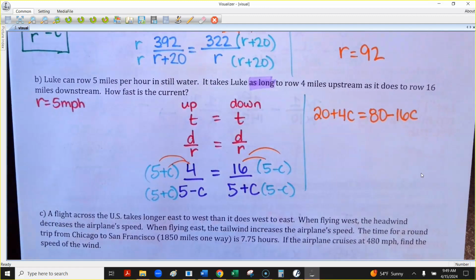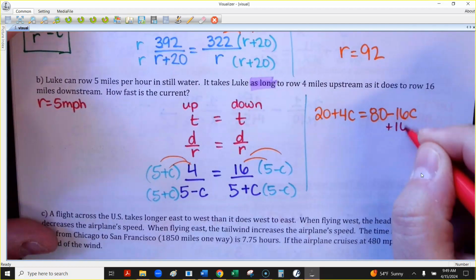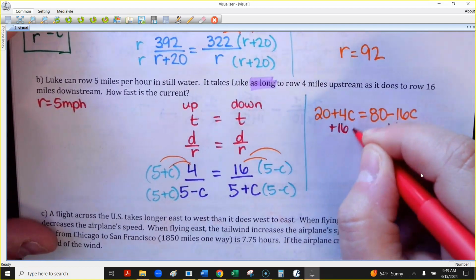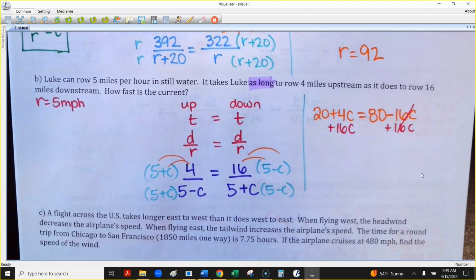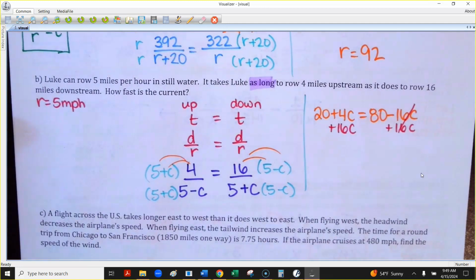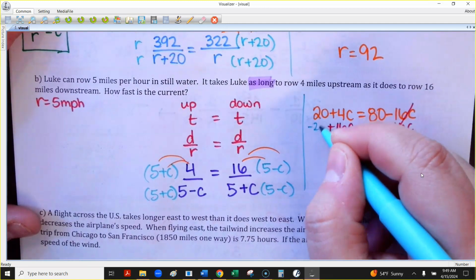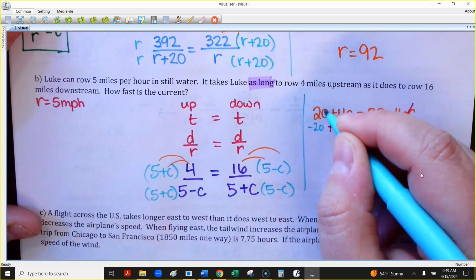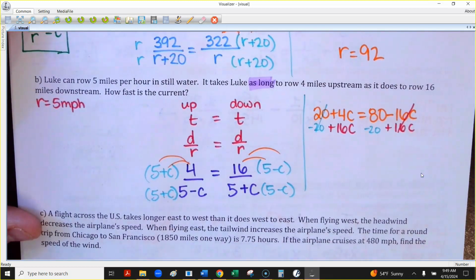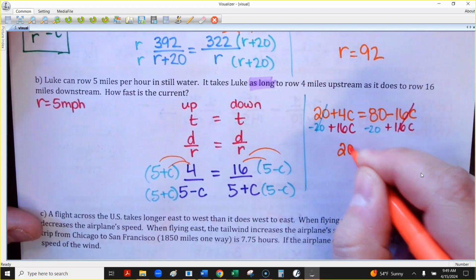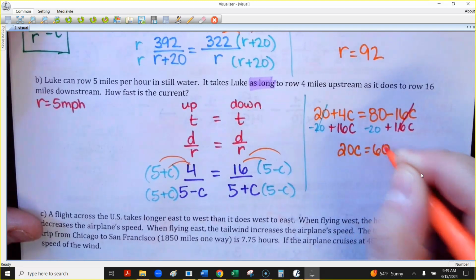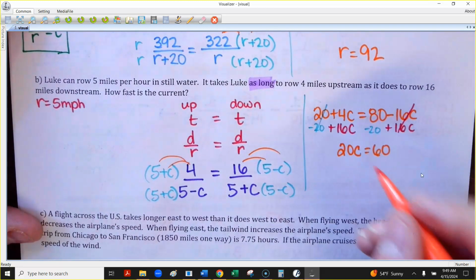All right, so I'm just going to do 2 steps in one. I'm going to add 16C to one side to get all my variables on the left in my equation. And I'm going to subtract 20 in the same step. That'll move all the numbers to the other side. So I'm going to get 20C equals 60. And then we're just going to divide by 20.